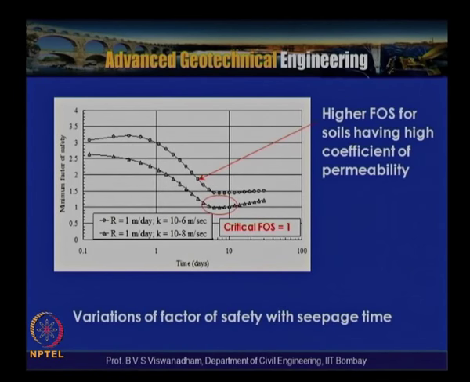Similarly, if you look at the factors of safety, there is a higher factor of safety for soils having a high coefficient of permeability. Because of the dissipation of the pore water pressure, a high factor of safety is obtained, but for soils with low permeability, the factor of safety is low. That is shown here, and you can see that this particular case reaches the critical factor of safety, equal to 1. If this situation prevails at the site, there is a possibility that this slope can undergo failure due to the drawdown condition of 1 meter per day.